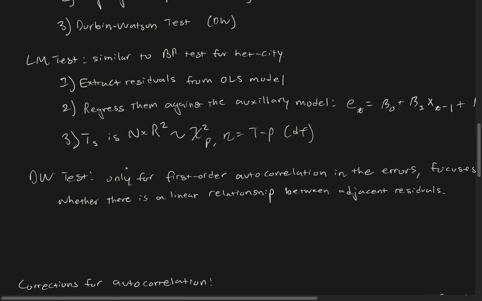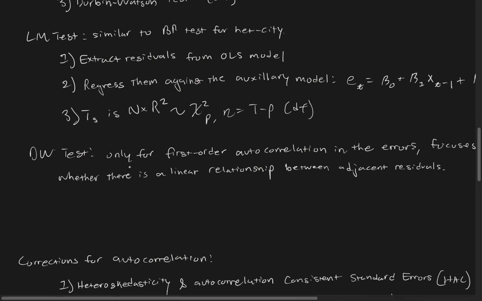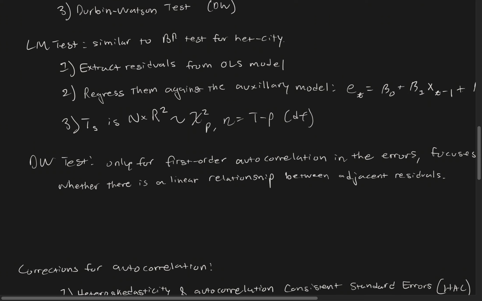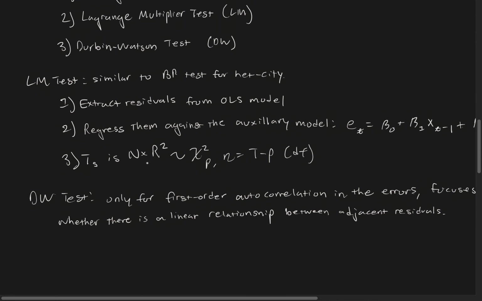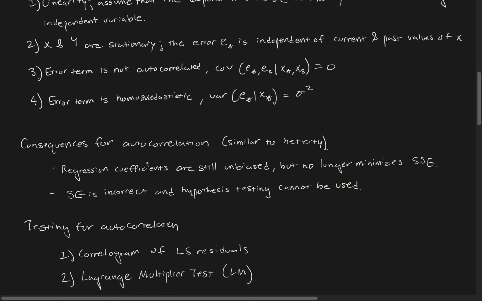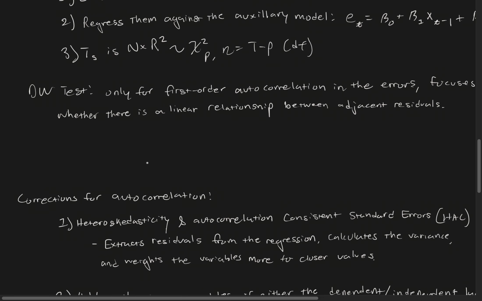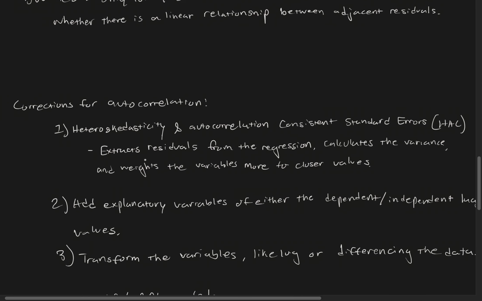The DW test probably has some benefits over the LM test, but if it does, it's not significant enough to know about it, because I'm sure that we didn't cover it. All right, so those are the three main methods to detect autocorrelation. How do we correct for it?